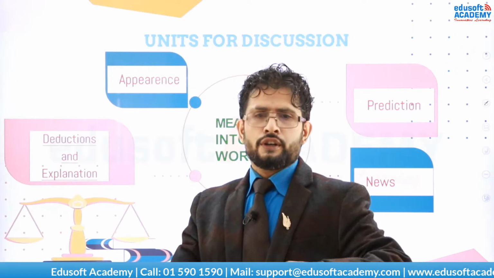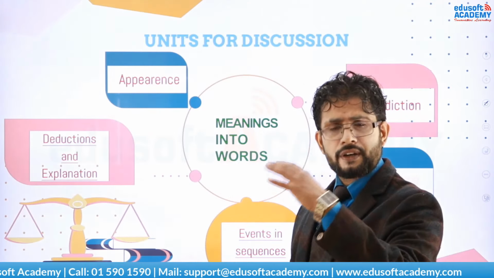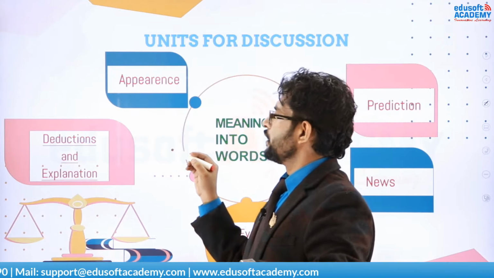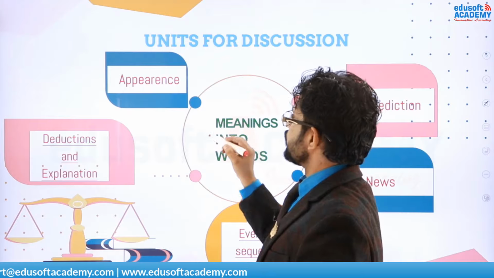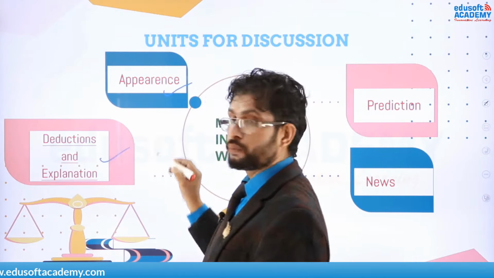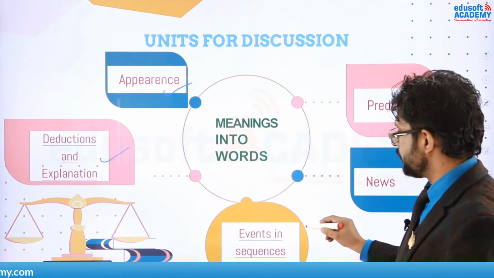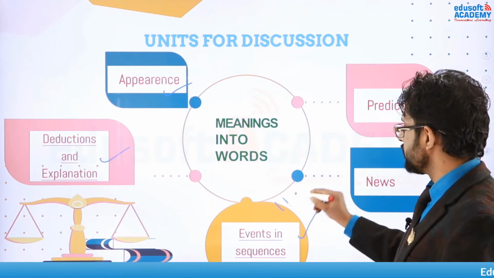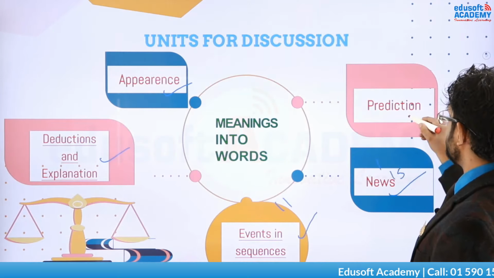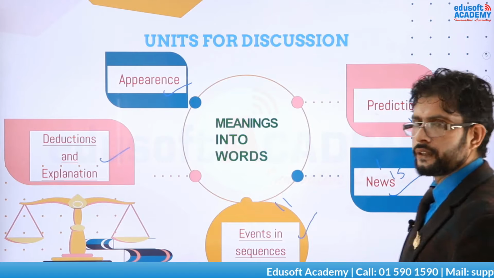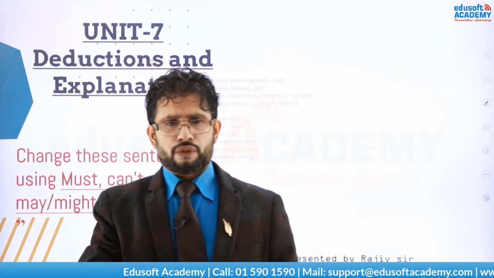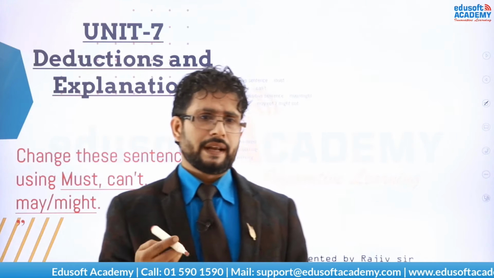So let's begin. You have 15 units. Out of 15 units, today we are going to learn some of the important questions from Appearance, that is from unit 2, Deduction and Explanation, which is from unit 7, in a similar way, Events in Sequence, which is from unit 11, and News, which is in unit 15, and Prediction, which is from unit 14. I'm sure you are ready. Let's begin this session. So first, unit 7, Deduction and Explanation.